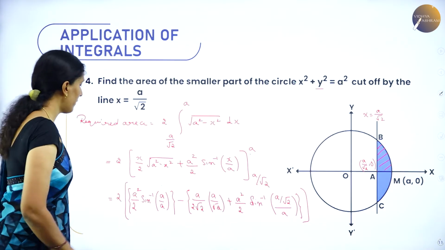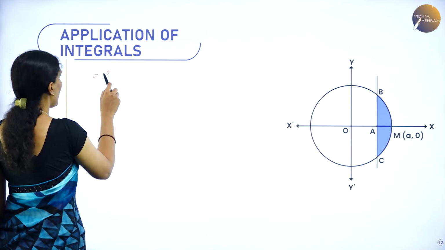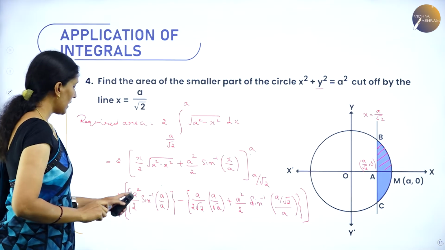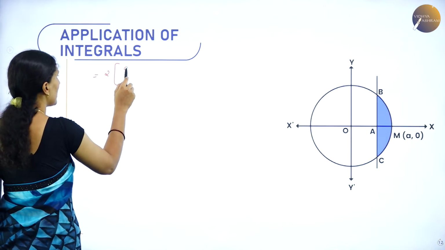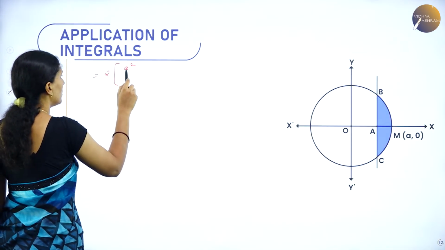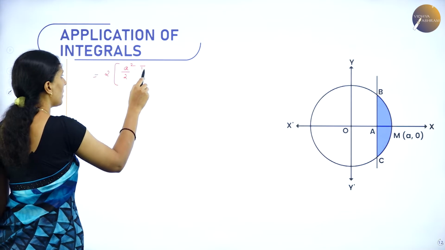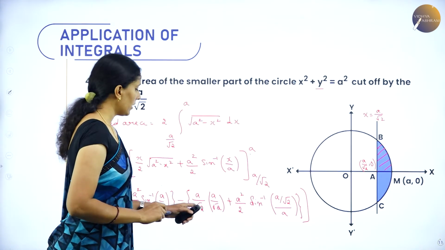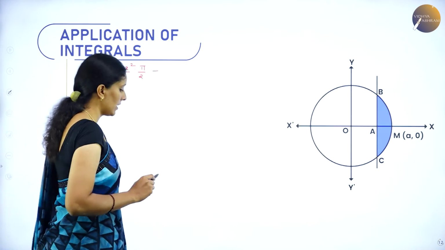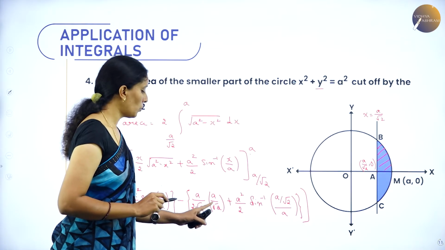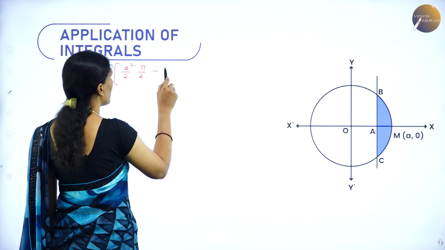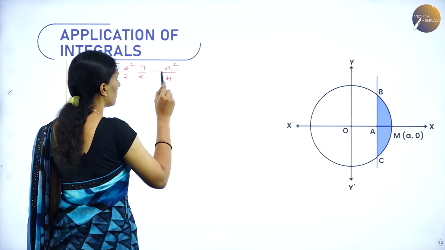Now let us solve the first one. It is 2 times, we have a square by 2, sin inverse 1 is pi by 2. So therefore it becomes a square by 2 into pi by 2. Now here we have minus. A into a is a square, root 2 into root 2 is 2, 2 2s are 4. So therefore this becomes a square by 4.